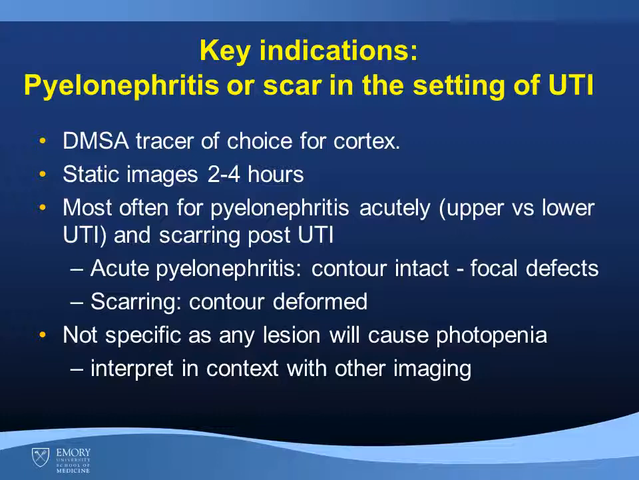So in general, for acute pyelonephritis, you would have an intact contour of the kidney but focal defects, and for scarring, you would have deformed contour. Sometimes the kidneys don't always read the books, but that is the general dividing line. But remember that any focal defect is not specific, as even a cyst will cause photopenia, so you want to interpret the study in context with other imaging.